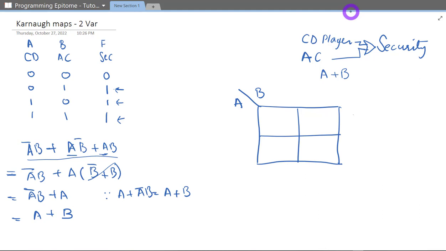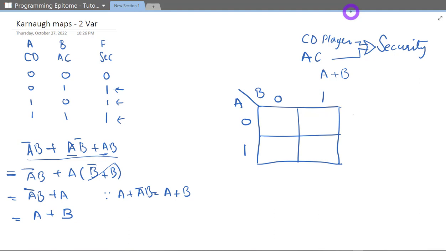For example, the value of A is 0. I'm going to write that here, 0. And the next value of A is 1. I'm going to write that here, 1. And here I'm going to write the values of B. So the value of B is 0 at first, and the next value of B is 1. So you can see I have just written this truth table in another format.